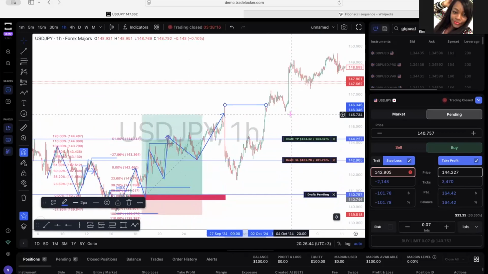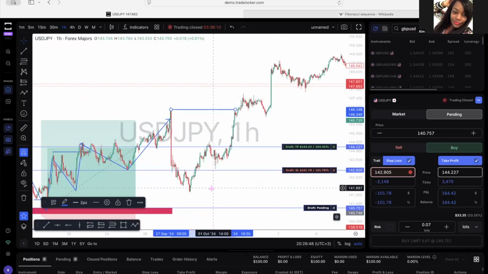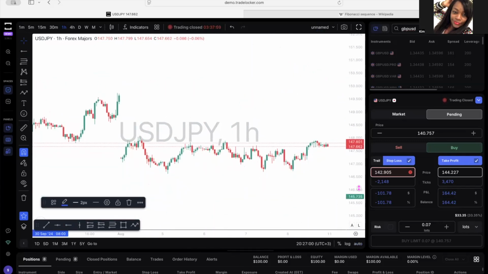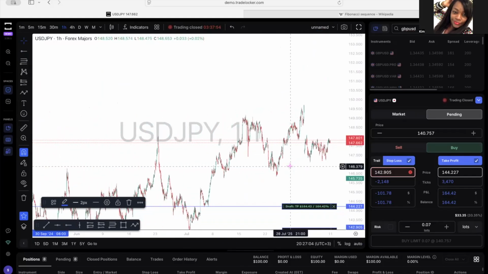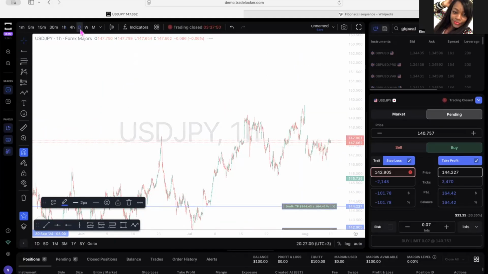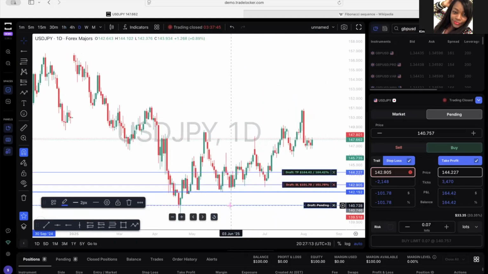I don't know how I got all the way over there. Once it broke here, your demand zone is here. Now, I don't know where I am. I think that's it. I don't know. I can't tell on this little tiny screen. I think this is the one that I marked.